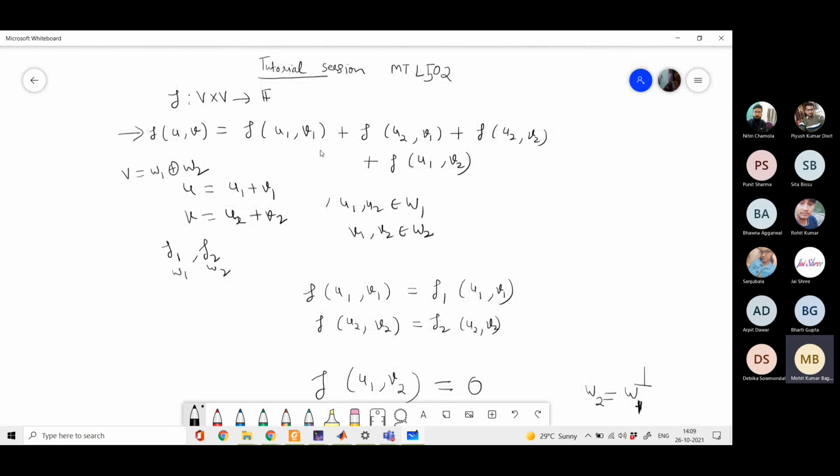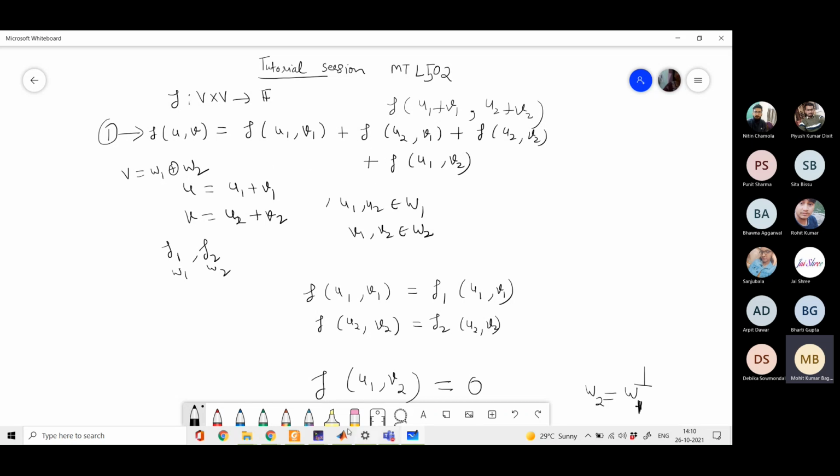I've written this directly, but you can verify that if this is like u1 plus v1, and this is like u2 plus v2, then using the properties of the inner product you can write it in this way and then define accordingly. And now you can check for this equation whether it will form the inner product, based upon the information that f1 and f2 are two inner products on the spaces w1 and w2.